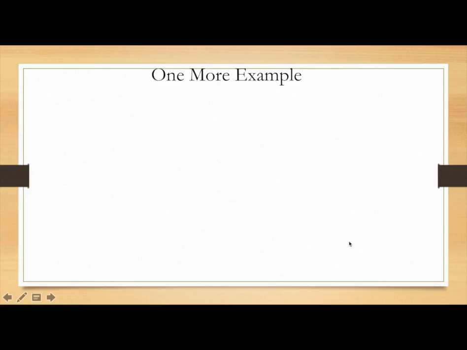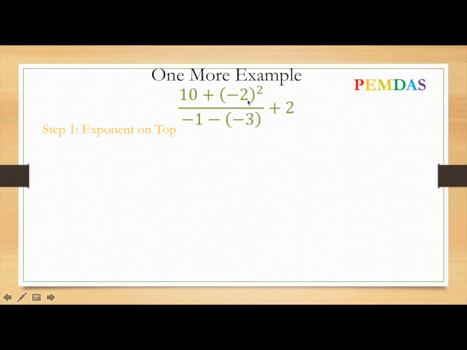Here's one more example. 10 plus negative 2 squared divided by negative 1 minus negative 3, and that whole thing plus 2. You have to simplify the top before you can do anything else. It is essentially like there's parentheses around the top of the fraction. So let's do the exponents on top first. Negative 2 squared is 4.